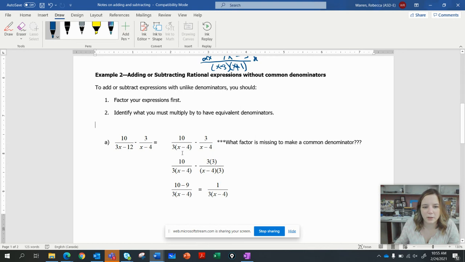So when you factor, you get 3 bracket x minus 4. The other factor was x minus 4. So it means your lowest common denominator is actually, so sometimes it helps to state those, it helps you out.